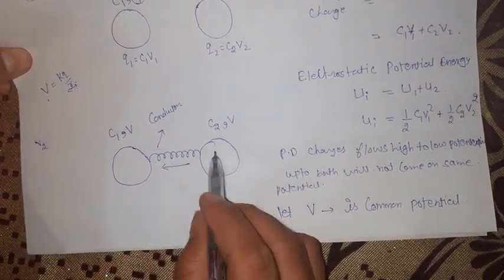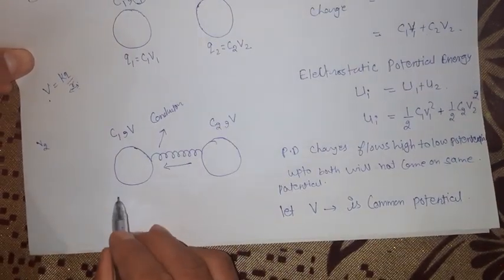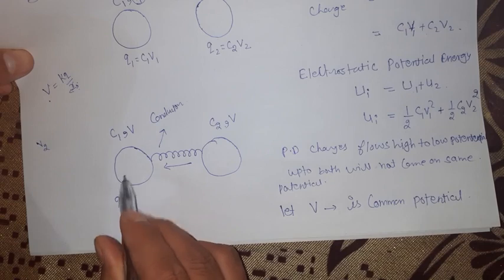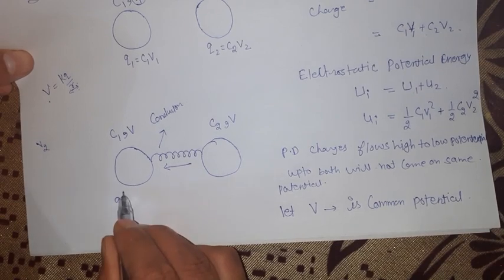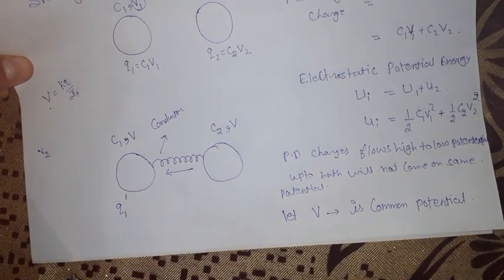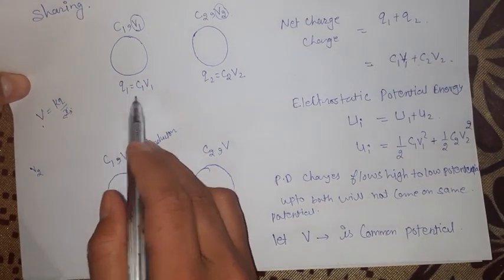Thereafter the charges will not flow. So how much is the charge now on this first capacitor? That charge I have supposed to be q1 dash. Now it is not q1. Why is it not q1?